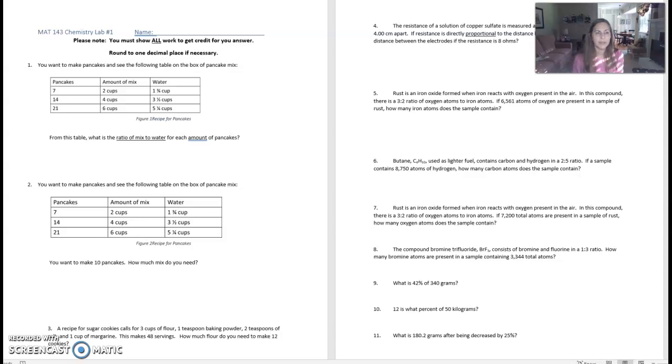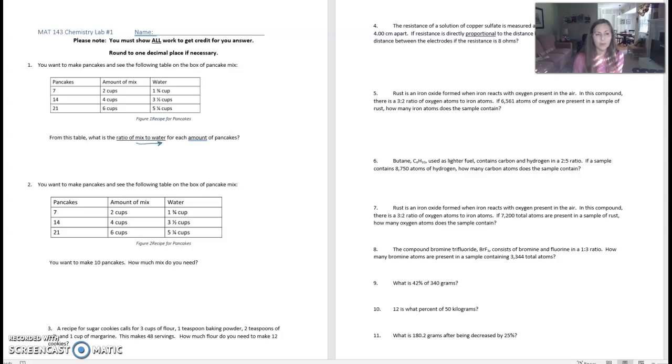Okay, I wanted to post some hints for this chemistry lab this week. This is going to cover everything that we've studied in chapter 4. So the first one, you're talking about making pancakes, and it says what is the ratio of mix to water. Now the order of the words is really important.